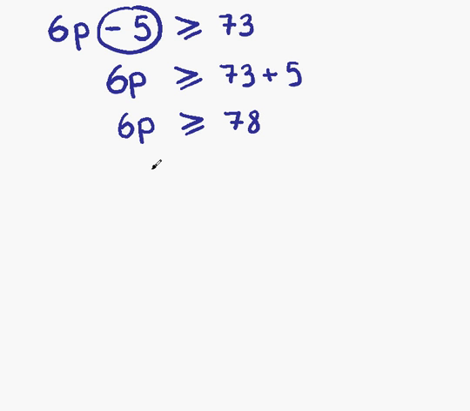We want to solve for p. So p is greater than or equal to 78 divided by 6. 78 divided by 6 is 13. So p is greater than or equal to 13. And that's our final answer.